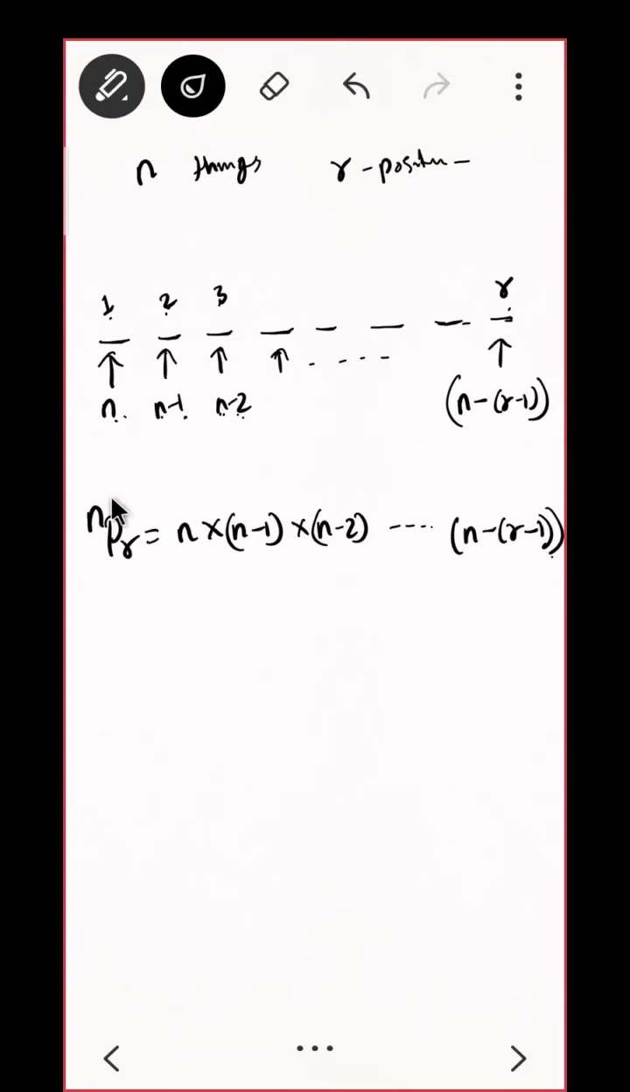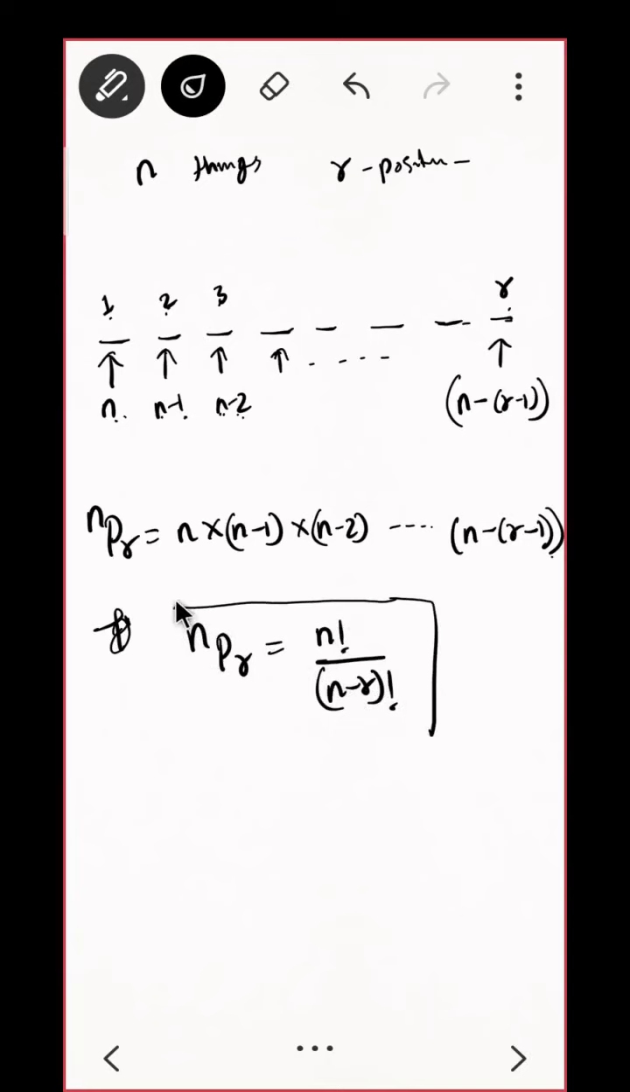Now I want to claim, maybe I should write a theorem or definition: NPR is the same as n factorial upon n minus r factorial. This is what I want to claim. Can you verify? Write n factorial, divide by n minus r factorial. Do you think you will get this? Just check.